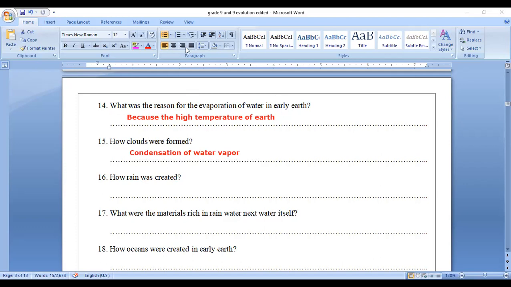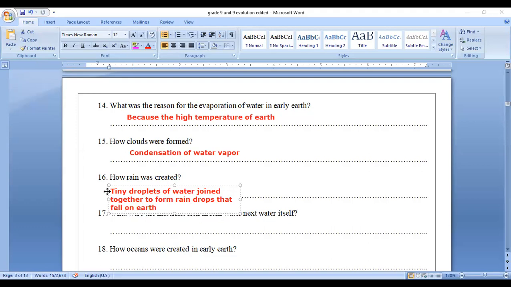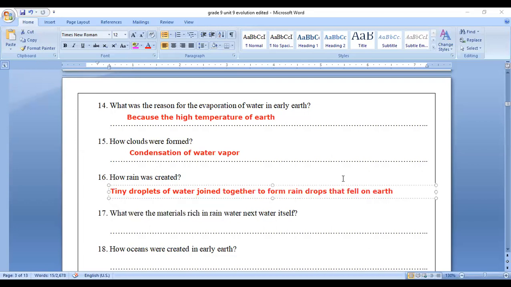How was rain created? Inside the cloud, there were tiny droplets of water. Okay? Tiny droplets of water joined together to form raindrops that fell on earth.